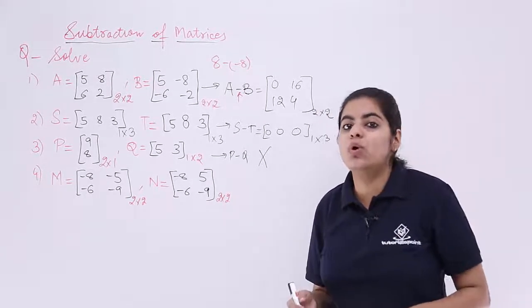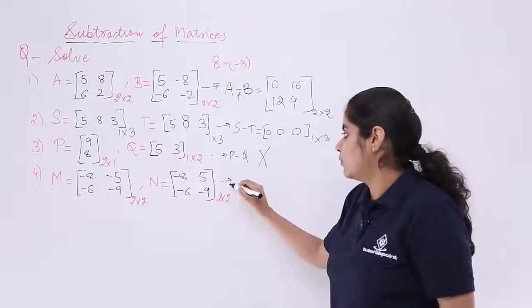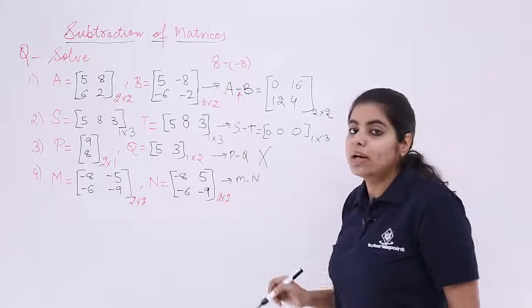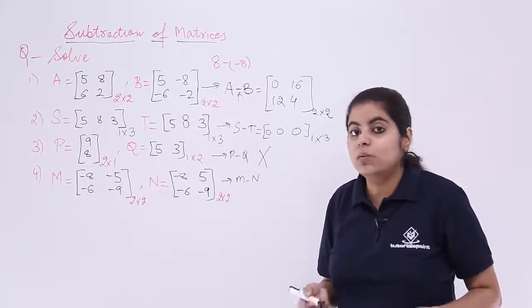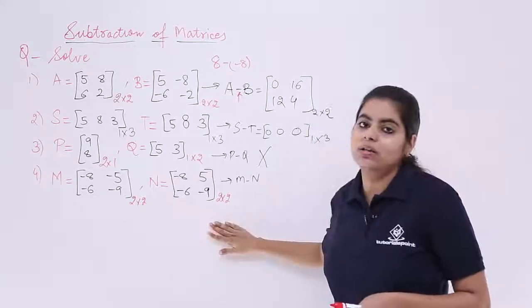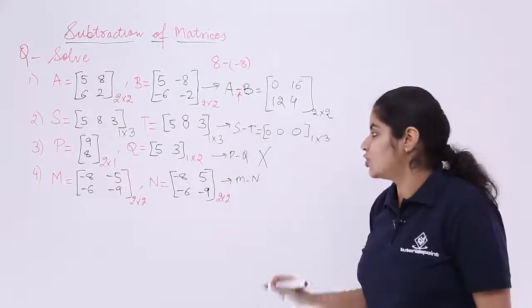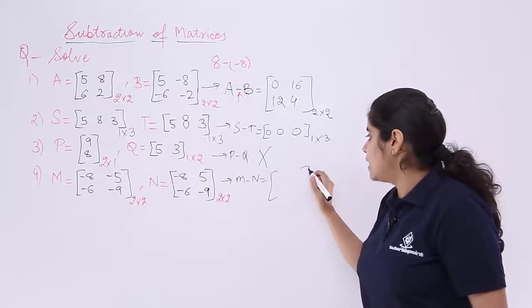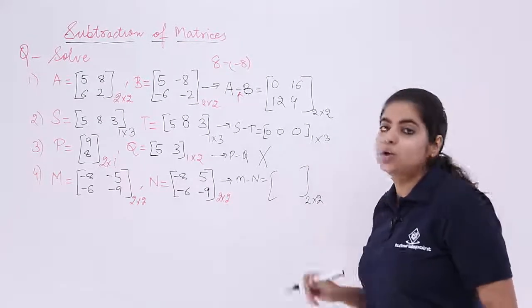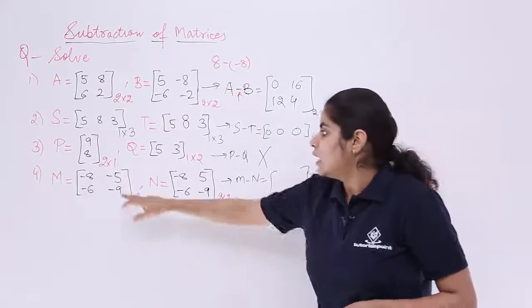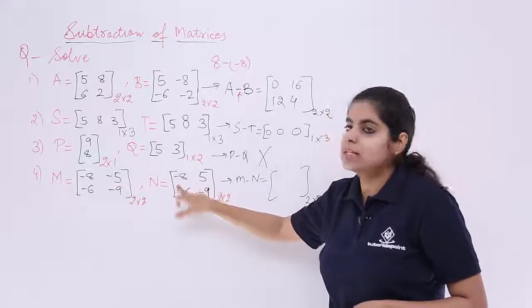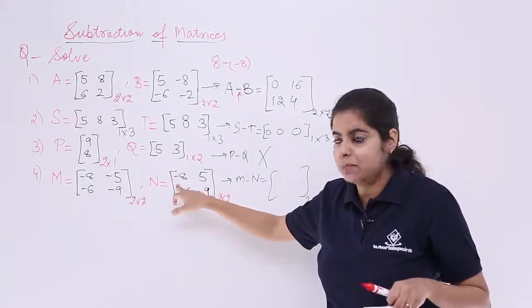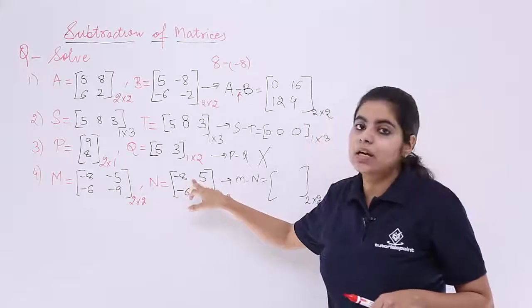We are supposed to do what? We are supposed to do M minus N. M minus N will be what? It will be a new matrix with which order? The same order, 2 by 2. Order does not change. So I have again a matrix with 2 by 2 order only. Now, here it is minus 8, here it is minus 8. You see the elements are same? Here it is minus 5, here it is 5.